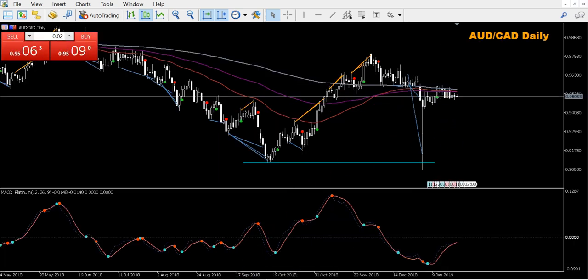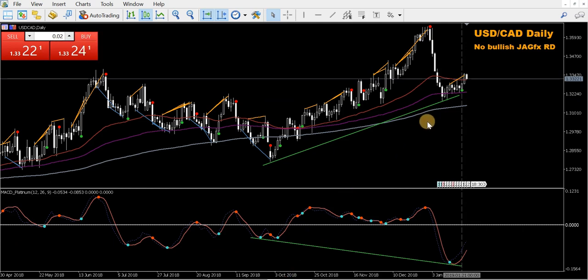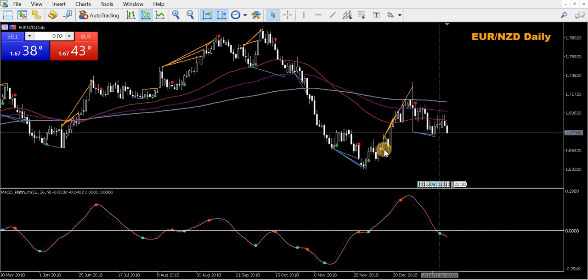AusCAD, nothing happening, very flat. USD CAD, could have possibly taken a buy there. I probably would have already been out. I didn't take it, but it was a potential setup there. You can see them. Euro New Zealand, nothing happening.